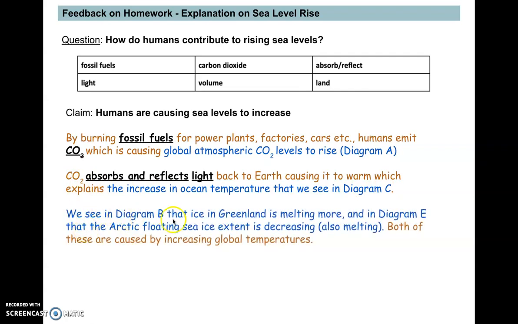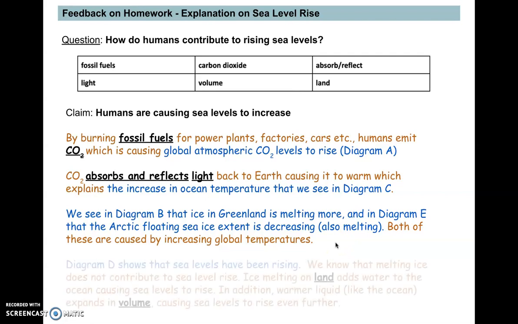So we see in diagram B that ice in Greenland is melting more, and in diagram E that the Arctic floating ice extent is decreasing, also melting. Now, by the way, you did not need to talk about diagram E here. I decided to, but you did not need to. It's really the land ice we care about most, diagram B. So both of these are caused by increasing global temperatures. There's not a whole lot there, right? We know that increasing temperatures cause ice to melt, or that ice will melt in warmer temperatures.